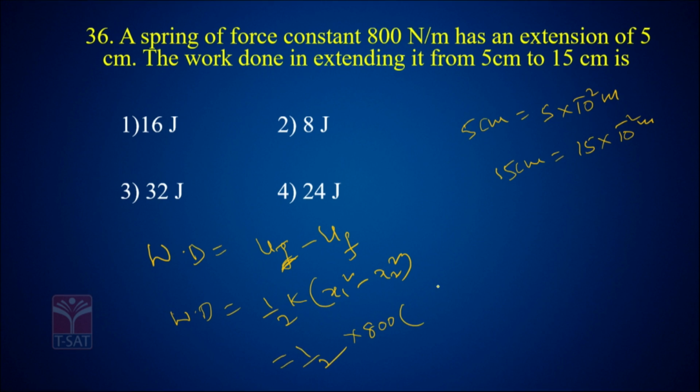Okay, therefore here x1 square, you substitute 5 into 10 to the power minus 2 whole square, minus x2, how much? Here x2 value, you take the difference, that is 15 minus 5, that is 10. Here 10 into 10 to the power minus 2 whole square. Okay. Then you simplify them, this is equal to 400, you calculate them, this value is minus 8 joule.